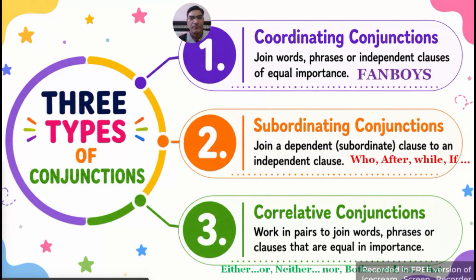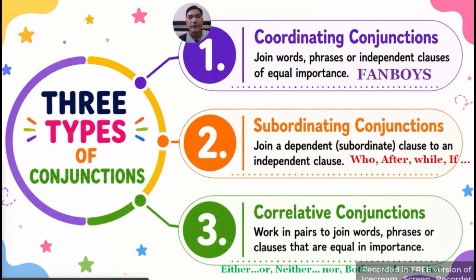We give a pause. The second type is the subordinate conjunctions, which join a dependent or subordinate clause to an independent clause, and there are so many. For example, who, what, when, where, how, which, after, before, while, if, unless, until, provided, however, therefore, etc.